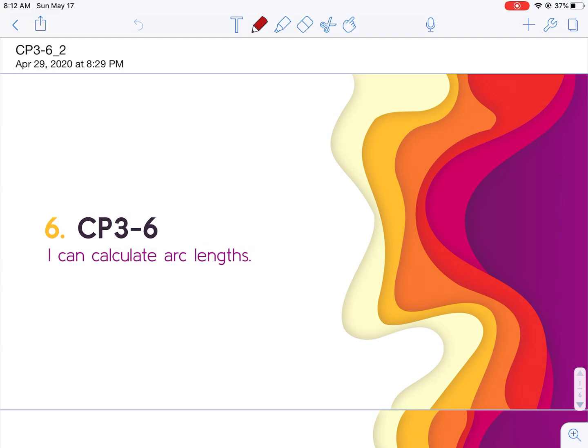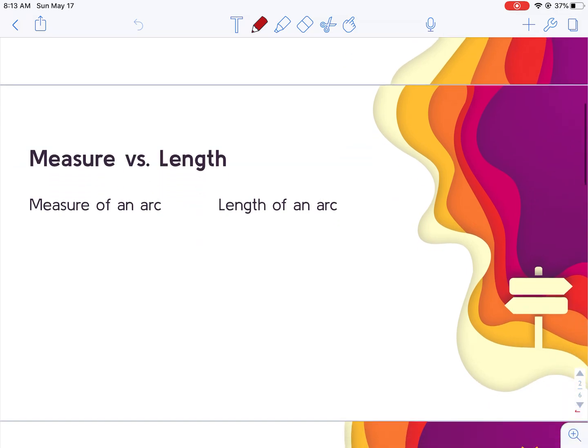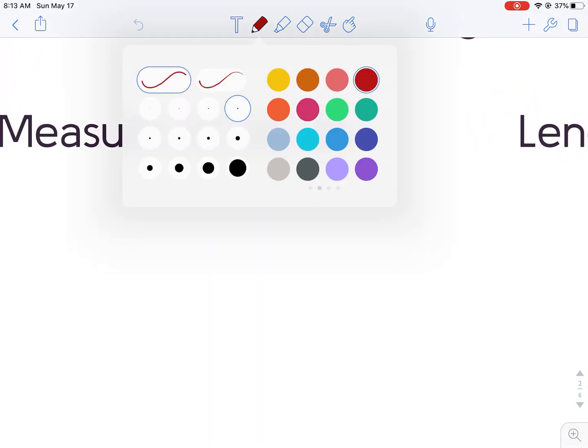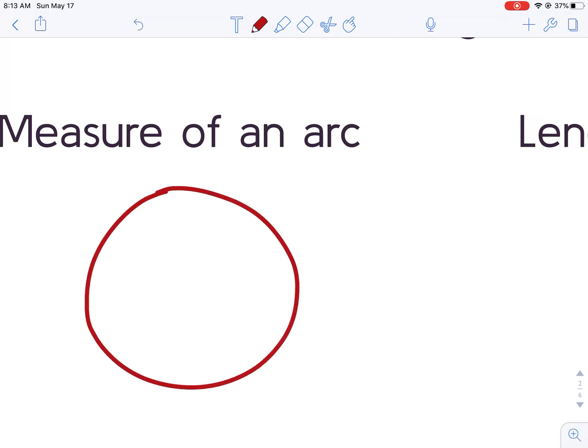In CP3-6, we're going to learn how to calculate arc lengths. And it's really important that you know the distinction between the measure of an arc and the length of an arc. So when I'm talking about the measure of an arc, if I've got a circle and I want the measure of this arc, that's this angle, right? It's the same as that central angle.